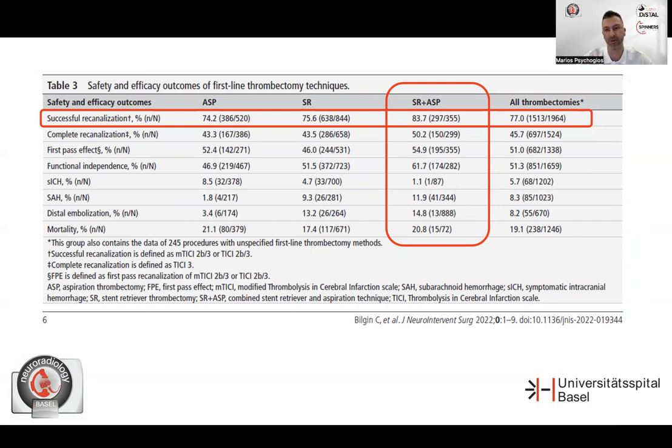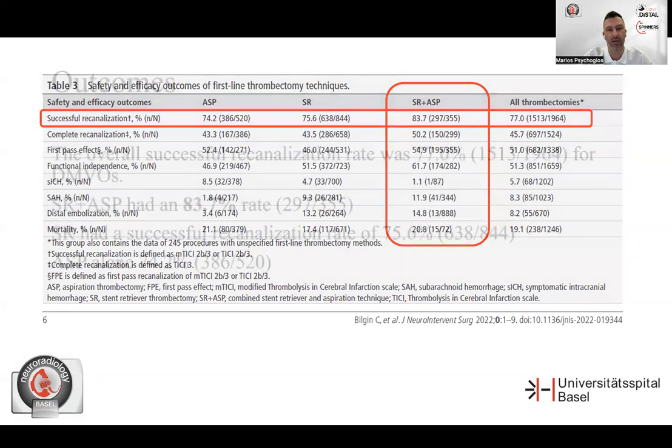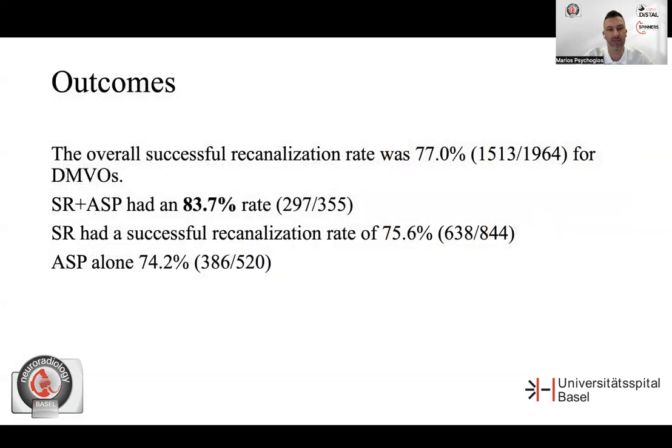That's the beauty of YouTube. You can stop and freeze the image, and you can study the whole numbers there. But these are some of the numbers that I found interesting. That overall recanalization rate was 77 for distal or medium vessel occlusions. If you're doing a combined approach, you have 83%, which was higher compared to the other groups.